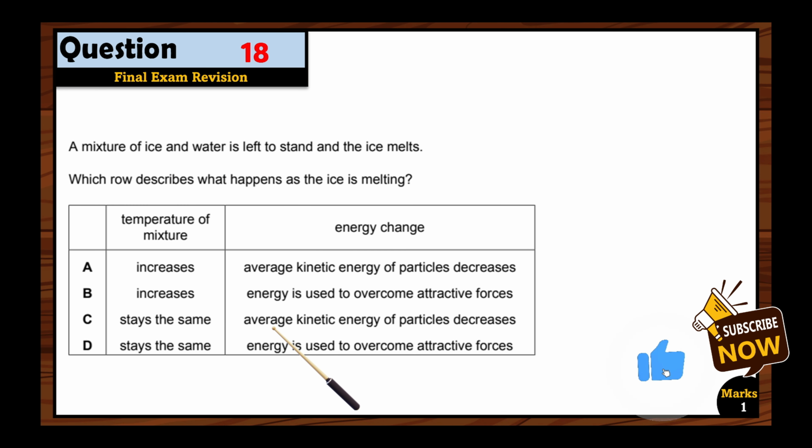Now let's see question number 18. A mixture of ice and water is left to stand and the ice melts. Which row describes what happens as the ice is melting? So usually when ice and water are left together, you can just remember that there will be no change in the temperature. Why will there be no change in the temperature? I can show you a graph.